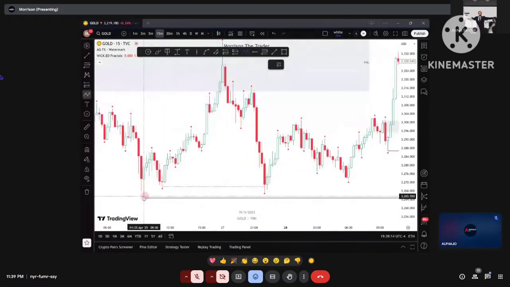From the low right here, we have a high. We have another low. We have a high. We have another low. We have a high right here. That is why the indicator is right there. I'm not saying use the indicator to trade, though. Don't go and use the indicator to trade. But this is actually a helpful indicator.